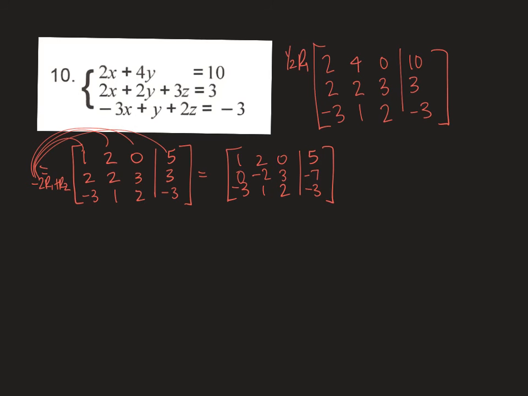And I'm going to multiply in my next step my first row by 3 and add it to my third row. So first my first 2 rows are going to stay the same. Let me fill those in first. So 3 times 1 is 3, plus negative 3 is 0. 3 times 2 is 6, plus 1 is 7. 3 times 0 is 0, plus 2 is 2. 3 times 5 is 15, plus negative 3 gives me 12.